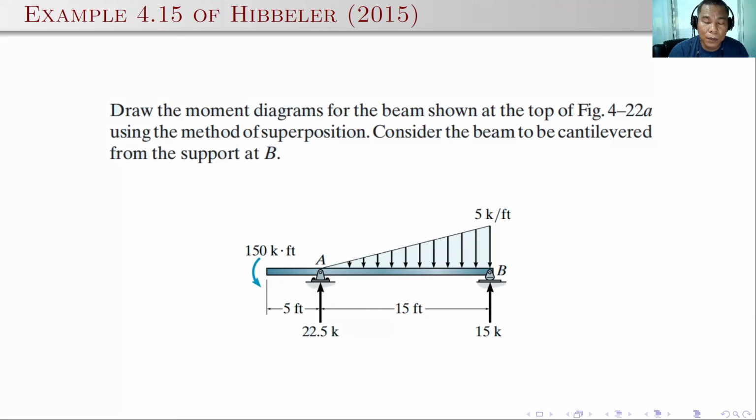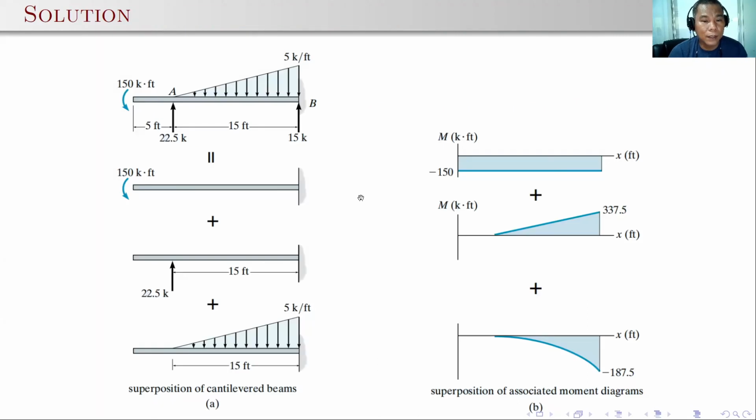Another example here is a beam cantilevered from the support at point B. So here you have this one. You need to compute the reaction again. Then after that, if we say we will fix the beam at support B, it will give us a cantilever beam with three types of loading. These three will give a constant, linear, and a cubic moment diagram.